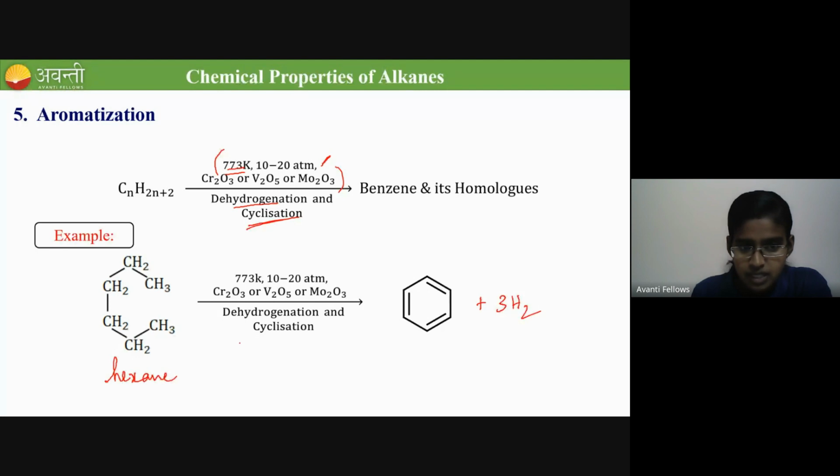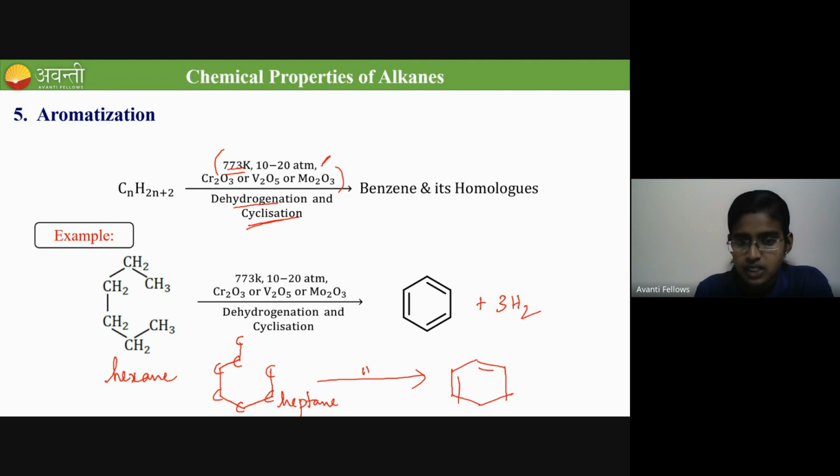Let me take the 7 carbon containing alkane. So this is the 7 carbon containing alkane: 1, 2, 3, 4, 5, 6, 7, which is heptane. This is called heptane. Now under this reaction condition, the 6 carbon will form the benzene ring, which is the phenyl ring.